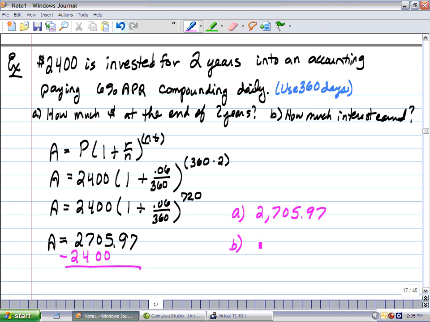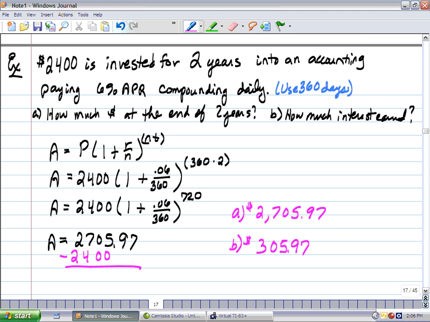$305.97. Again, you want to be careful that you follow the directions. Does it tell you to round to the nearest penny, the nearest dollar, or the nearest $100? This said to the nearest dollar, that would be $2,706. So I would have earned $306 in interest.